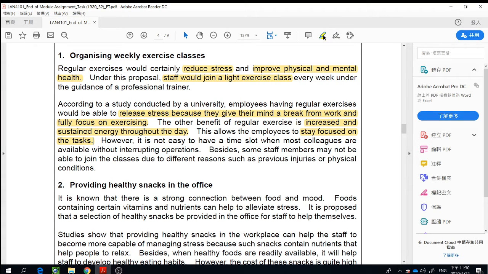And what about the negative side? Let me see whether I can find another color. I don't know how to do it.